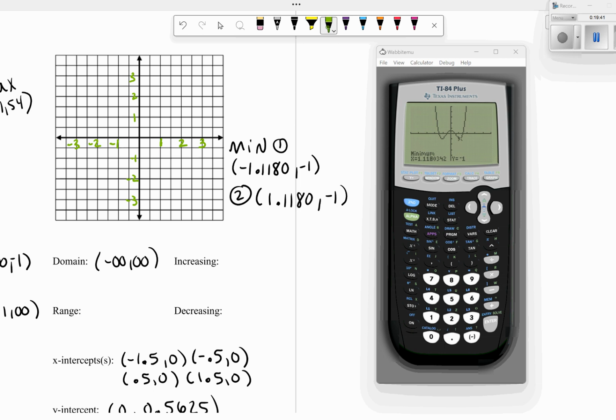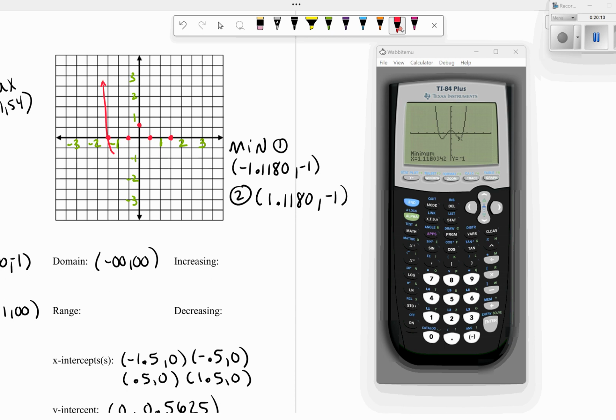All right, so we have our x-intercepts of -1.5 and -0.5. That's why I went by 0.5 from the graphs. It makes it a little bit easier to graph those values. And then our y-intercept is at 0.56, so about right in there. And we know then we can draw the rest of the graph.